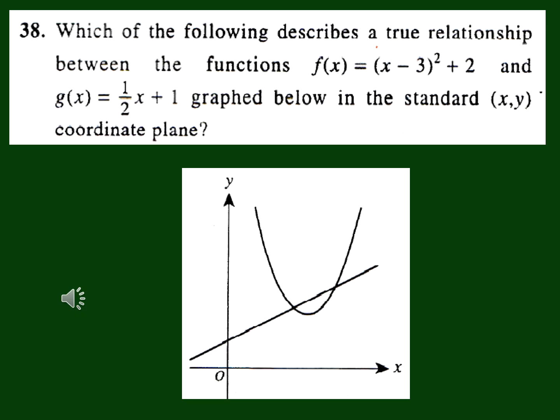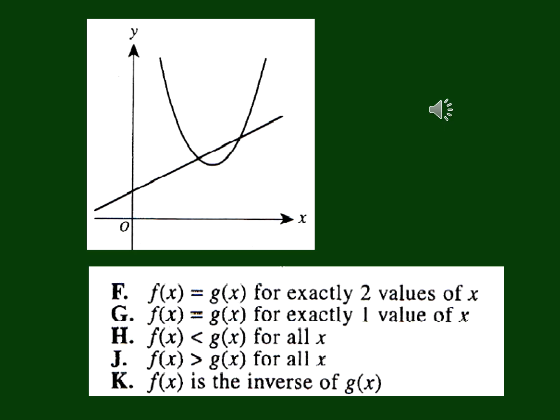38. Which of the following describes a true relationship between the functions f of x equals (x minus 3) squared plus 2 and g of x equals 1/2 x plus 1, graphed below in the standard xy coordinate plane? The choices they're telling us are f equals g for 2 values, f equals g for 1 value, f is less than g for everything, f is greater than g for everything, or f is the inverse of g of x.